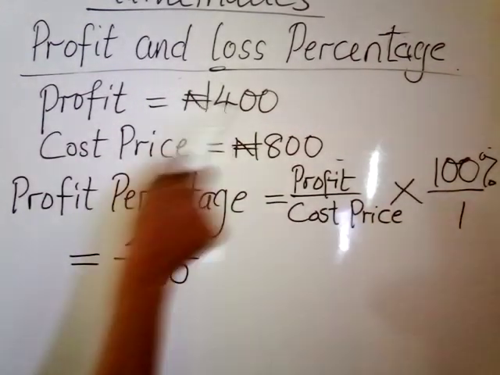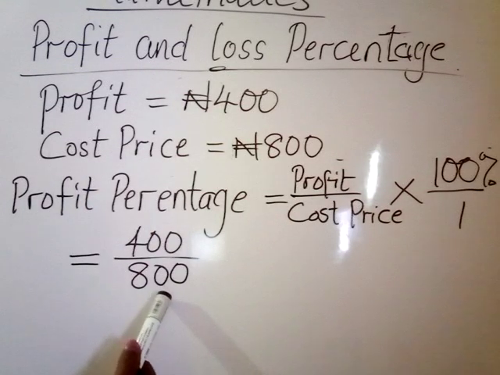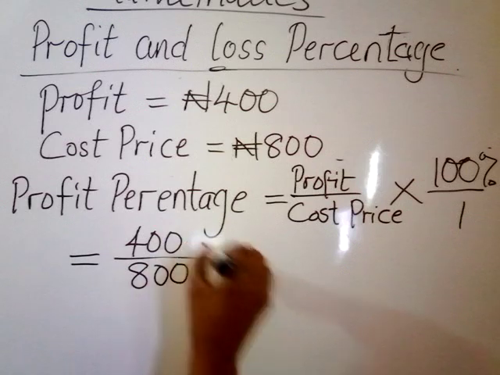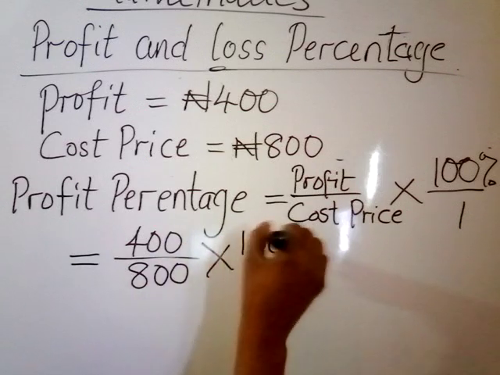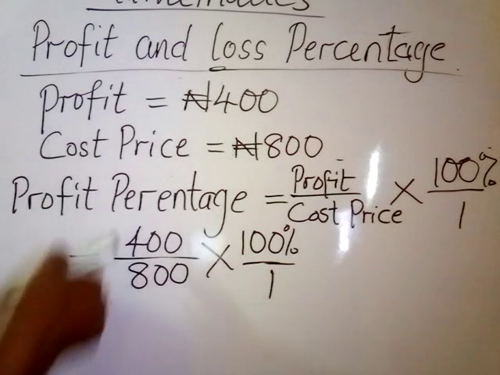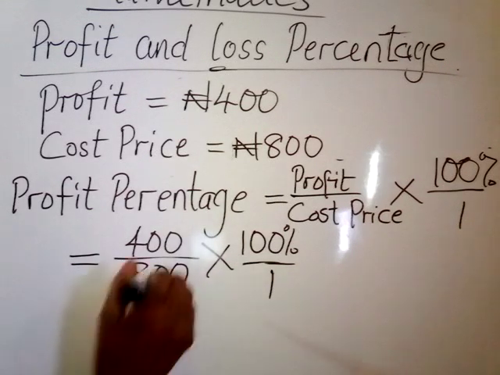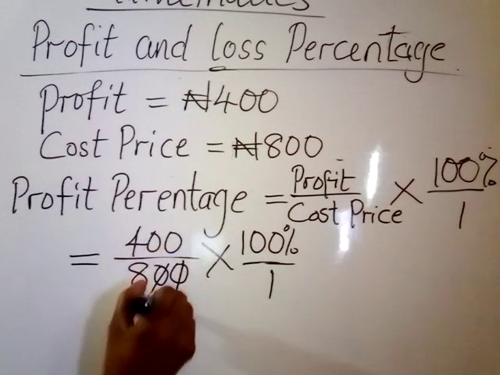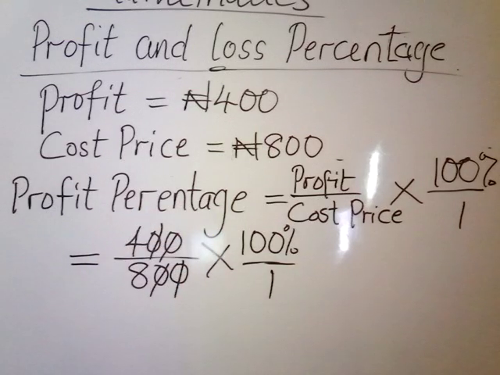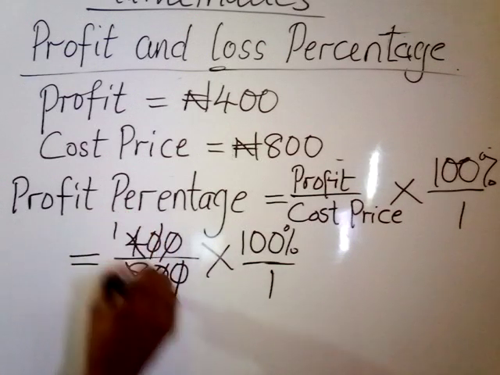Okay, so we have 400 divided by 800, which is the cost price, multiplied by 100%. Now to make the 100% look like the fraction we have over here, we can just write it over 1 to make the work simpler. Okay, so let's do our simplifying. 0 cancels 0. So here we know 4 can divide 8, right? 4 divides 4, 1, 4 divides 8, 2.